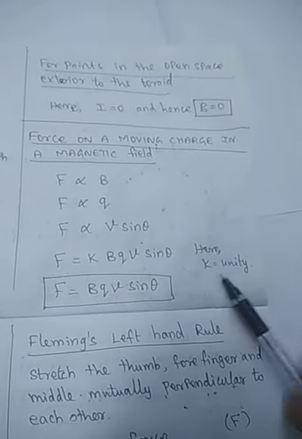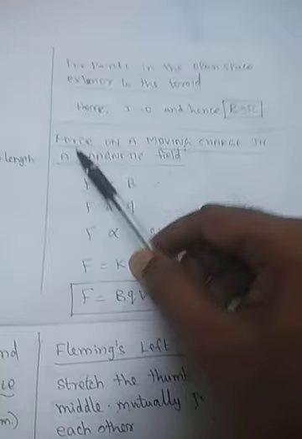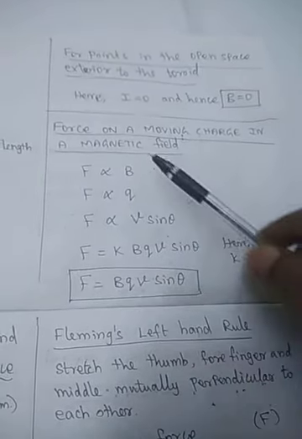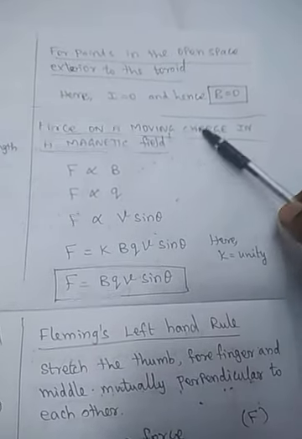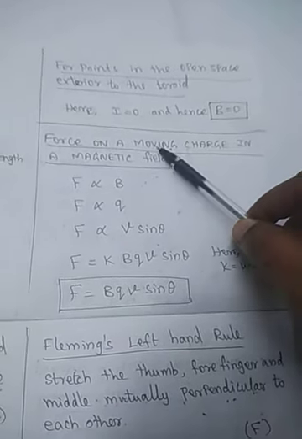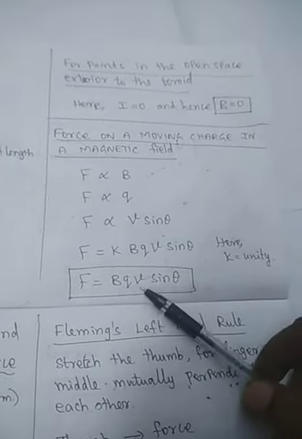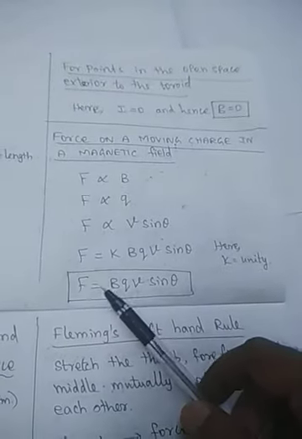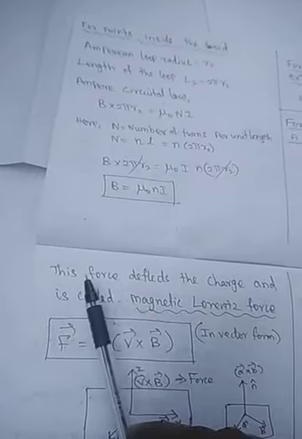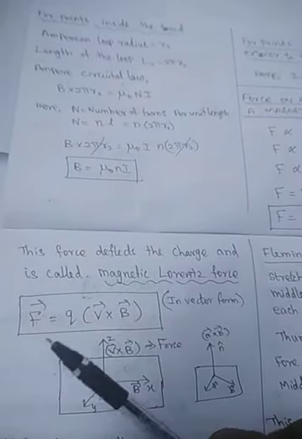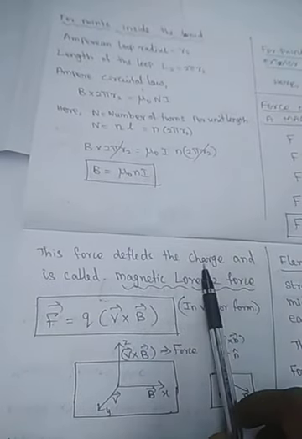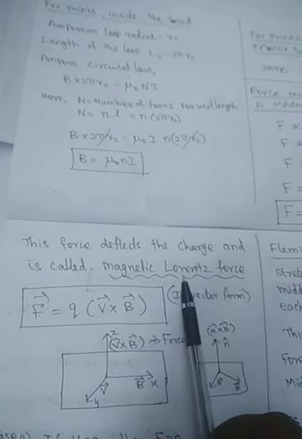Here we take k as unity. Simply we can say that the force on a moving charge in a magnetic field is directly proportional to the magnitude of the field and the magnitude of the charge. Moving means velocity, so the velocity component also comes in. So F is equal to B q v sin theta. Hence this force is called the Lorentz force. This force is applied on the charge, so it will deflect the charge. That force is called the magnetic Lorentz force.